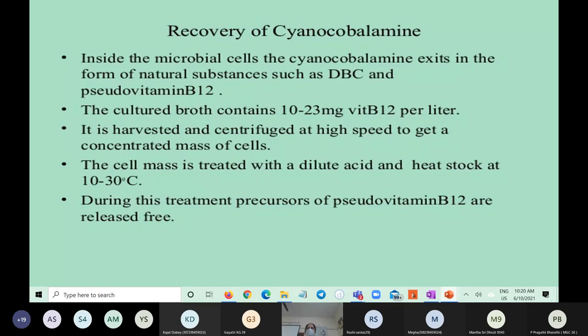Now after these things are there in the fermentation tank, we need to take out our product. That product cannot be used as it is in the fermentation media, because it is still there in that. So we have to recover it. So what we will do? We will go for the centrifugation. As a result of the centrifugation, we will get the concentrated mass of bacterial cells. And these are the bacterial cells which are having DBC and pseudovitamin B12.